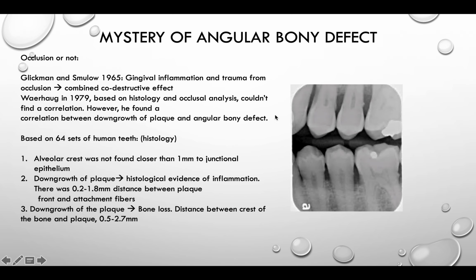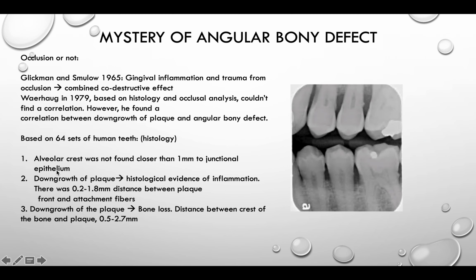In his histological study, which comprises two papers, radiographic and histology, he realized that there's no correlation whether you have occlusal trauma or not, but there is a specific distance between the bacteria of plaque and the attachment apparatus, and also the crest of the bone. In one of the papers, with 64 sets of human teeth and histology, he found that the alveolar crest was not found closer than 1 millimeter to the junctional epithelium.